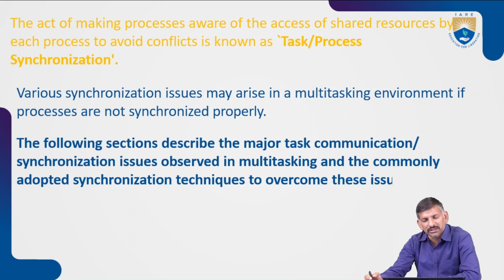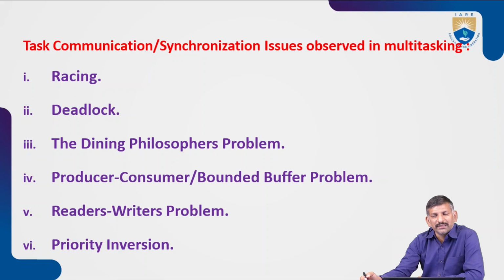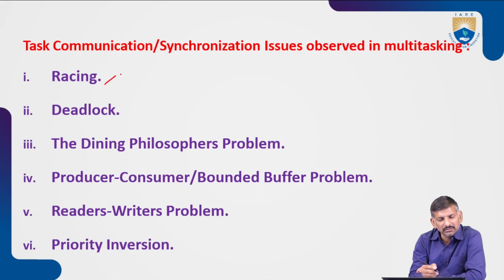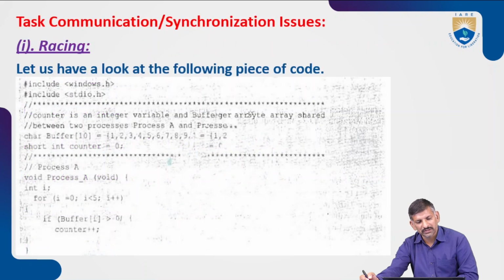Various synchronization issues may arise in a multitasking environment if processes are not synchronized properly. So here we are discussing how to overcome these issues. Different types of issues arise while executing multiple processes which require the same resource, either shared memory or display devices, and so on. The first is racing, then deadlock, the dining philosopher problem, the producer-consumer or bounded buffer problem, the reader-writer problem, and priority inversion. We will check them one by one.